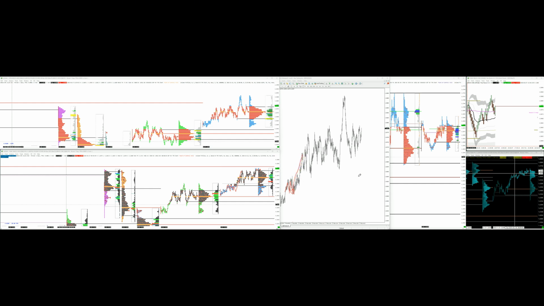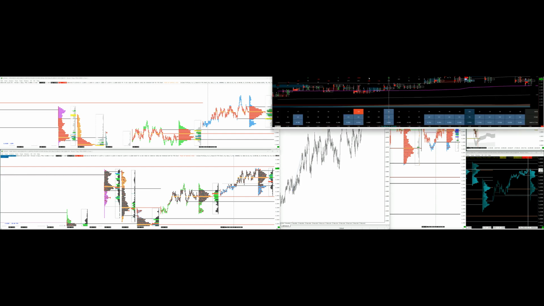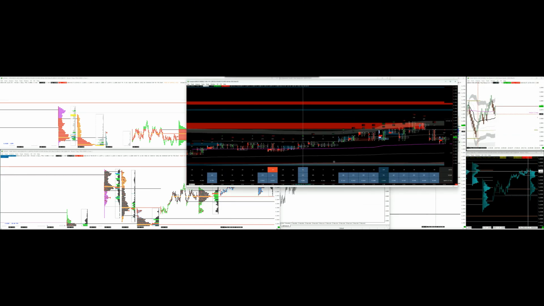Another confluence to get long was on the footprint. I'll show you. So this was the consolidation area here. Okay. And I got long after I saw this burst of volume in this candle here. This is the footprint candle.